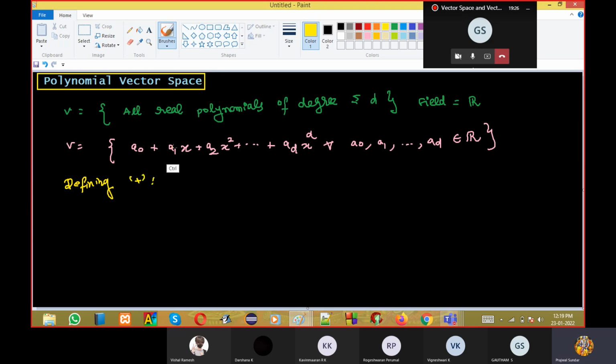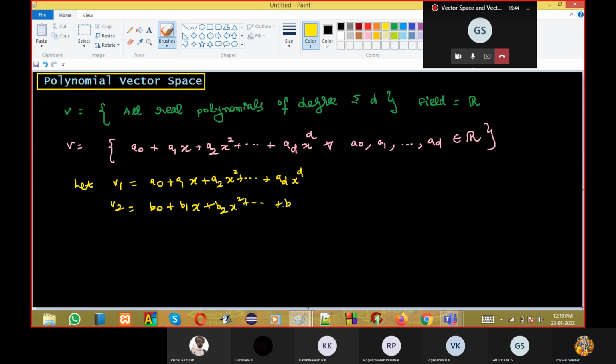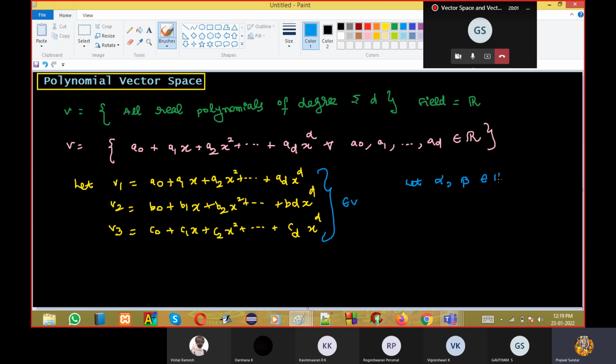Suppose for addition, first I need to define what the vectors are. Let v1 be equal to a0 plus a1x plus a2x squared, whatever. Let v2 be b0 plus b1x plus b2x squared, whatever. Let v3 be equal to c0 plus c1x plus c2x squared till cd x power d. All these three, because they are in the required format, belong to the vector space. And let alpha, beta belong to the field R. These are scalars, and these are vectors.